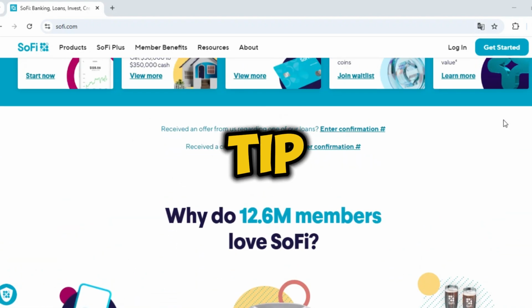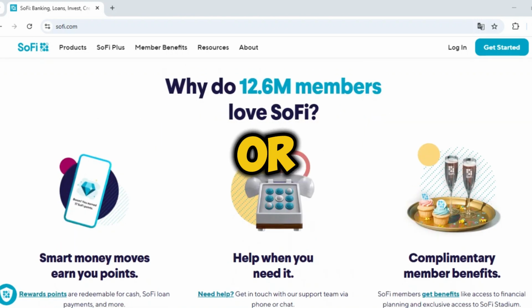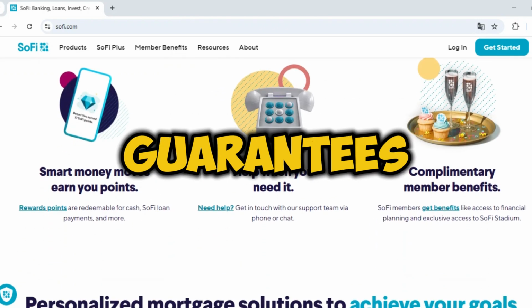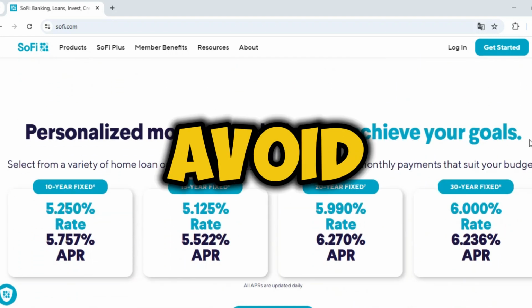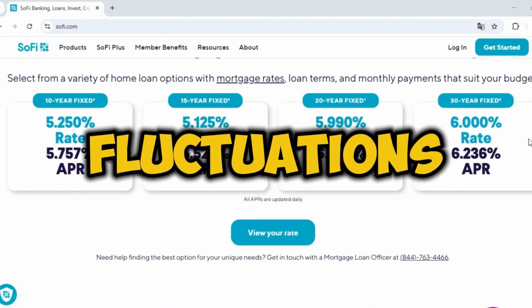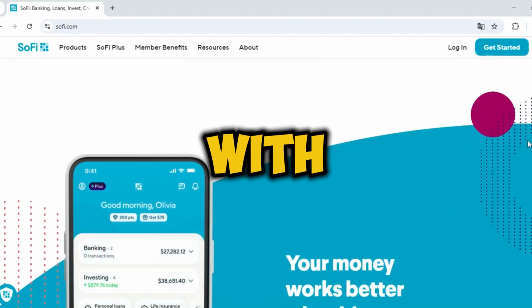My crucial pro tip? Start with a limit order for more control. Especially when you're new or the market is volatile, a limit order guarantees you won't pay more than your specified price per share. It's a smart way to avoid surprise costs from price fluctuations at the moment of purchase. That's how you take your first step into stock ownership with confidence.